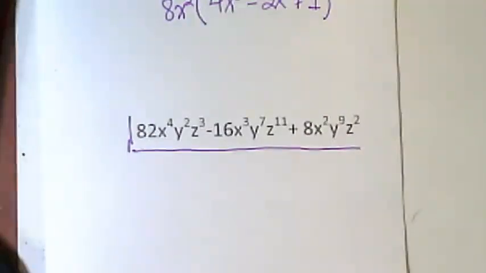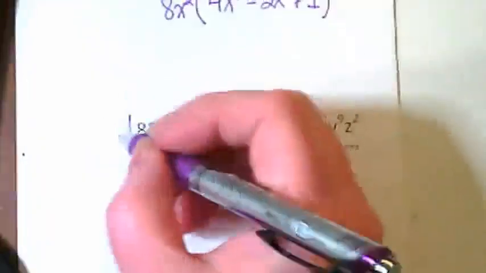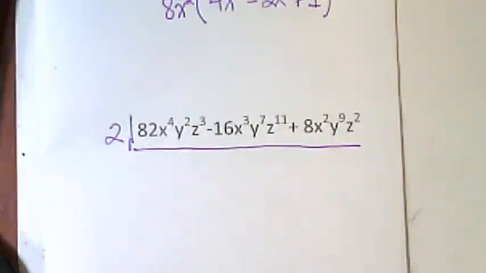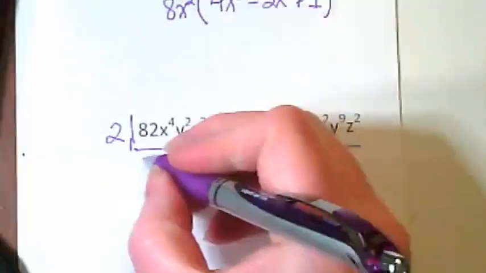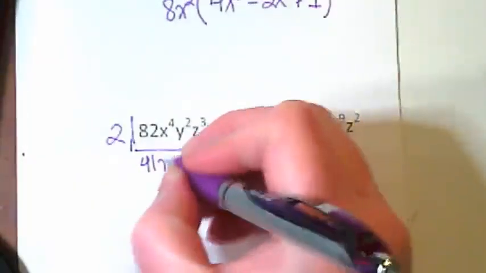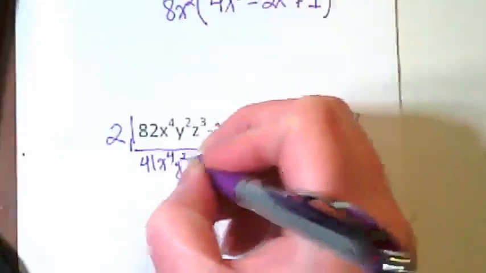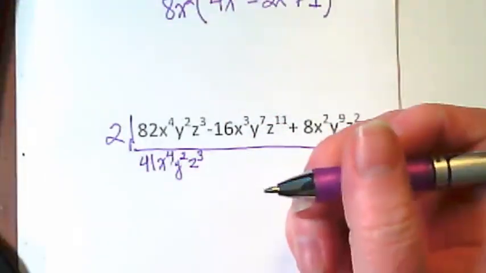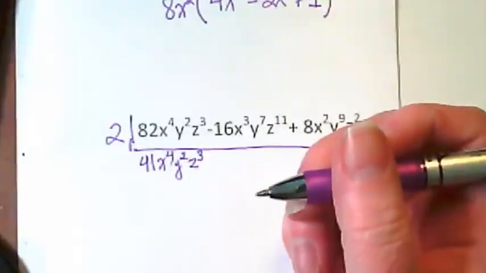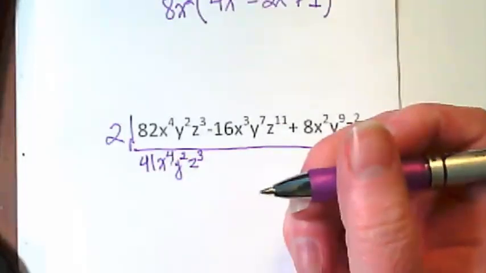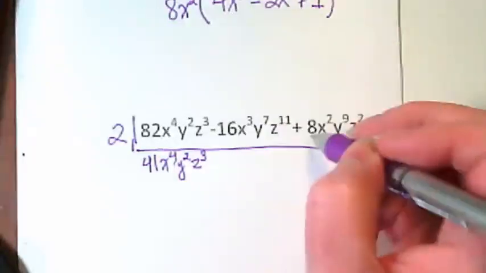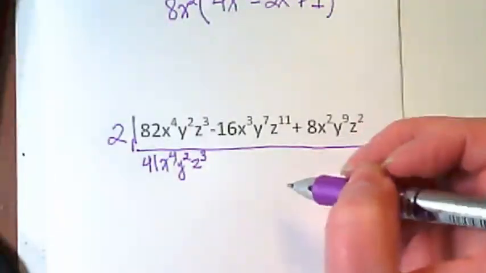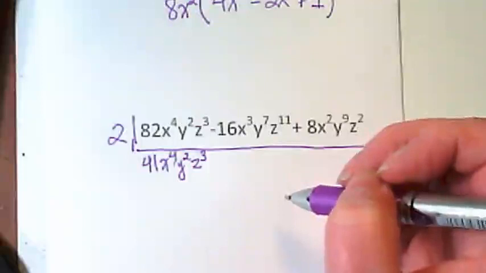Okay, this one looks a little crazy, lots of different variables. But do you see what we can divide out? Okay, I personally like to start with numbers if they're there. We could start with x, but I did hear a 2, which is my preferred way, so I'm going to go there first. 82 divided by 2. And then all of its variables stay the same because we haven't touched those yet.